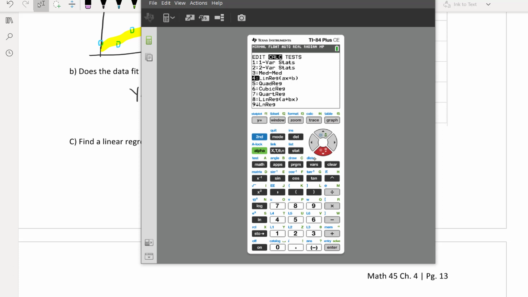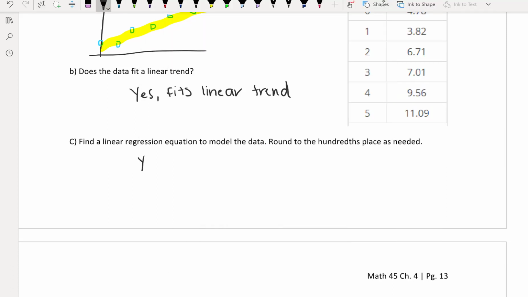So now that I'm there, I'm going to press enter. And it says, hey, for your x values, do you want L1? Yes. For your y values, do you want L2? Yes. So I'm going to go down, and once it's on calculate, I'm going to press enter. So there's my enter. So now I have my values. And remember, we are rounding to the nearest hundredths place. So that's 2 places past the decimal. So I'm going to get my equation as y is equal to 1.40x plus 3.66.